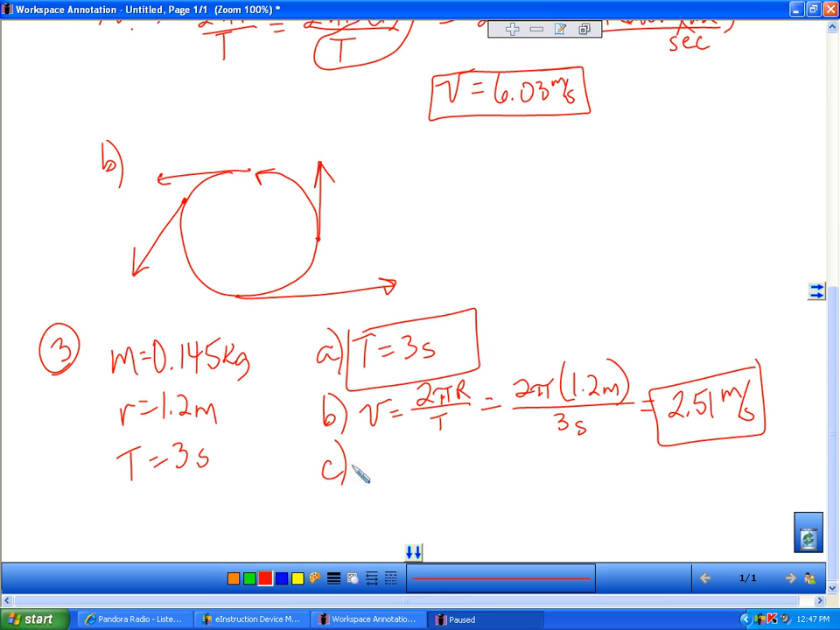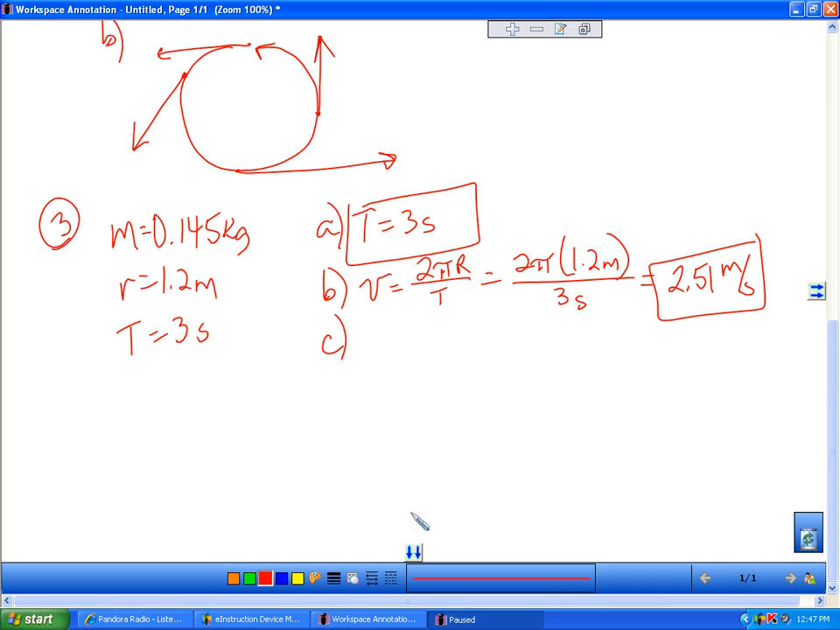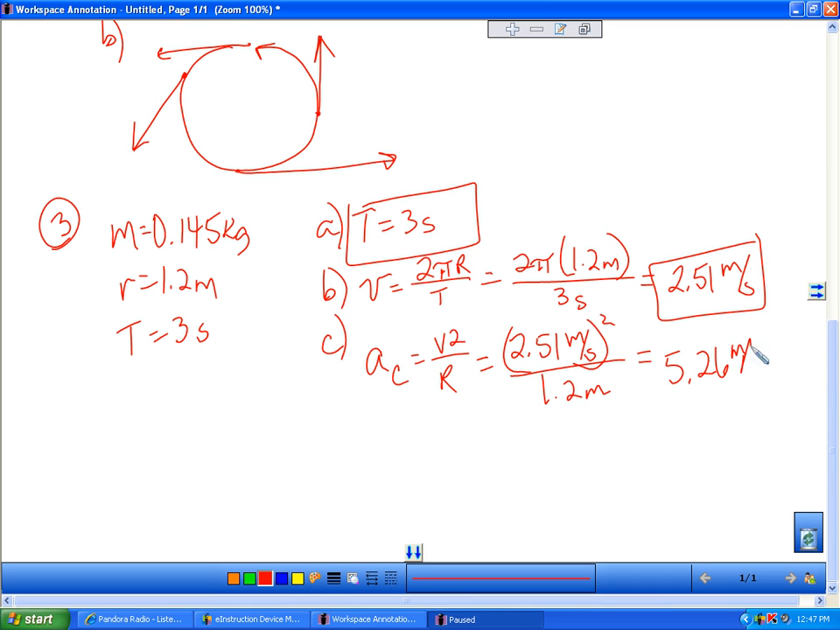C says the centripetal acceleration. Well, centripetal acceleration is v squared over r. So now I have 2.51. Don't forget to square it. And my radius is 1.2 meters. So now I just plug and chug, and I do that to give me 5.26 meters per second squared. Very much like what you did in the lab.